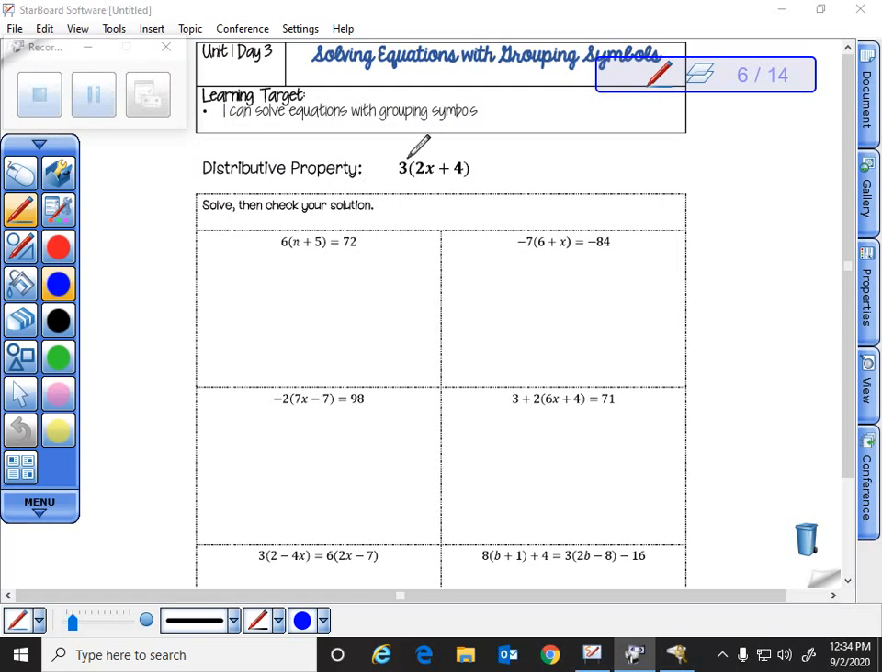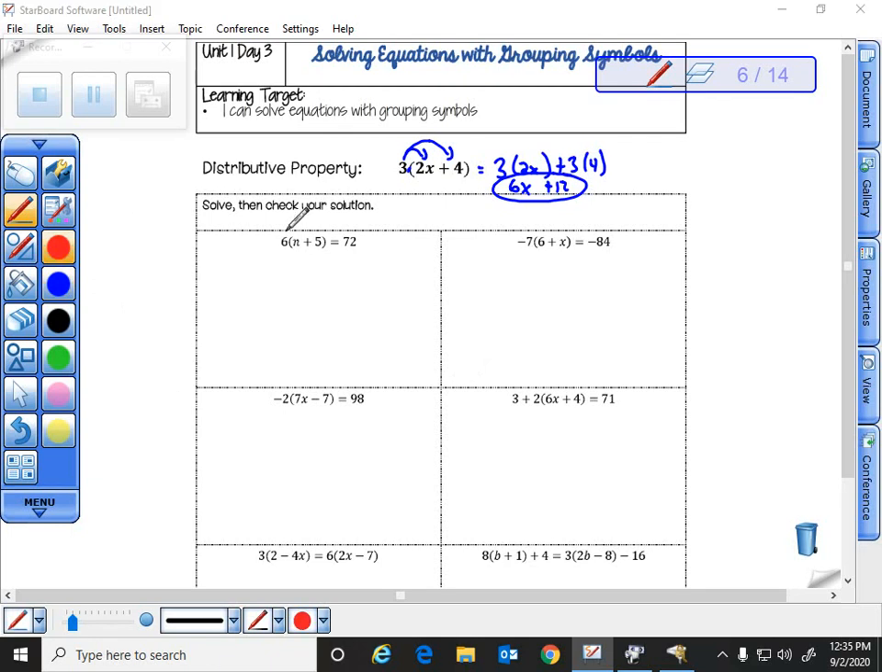In other words, if you have a number in front of a parentheses, that means I'm multiplying that 3 throughout the parentheses. So it will be 3 times the 2x plus 3 times the 4. Obviously, you'd get 6x and a plus 12. So that would be your final answer with distribution. You have to know that concept to solve these equations.